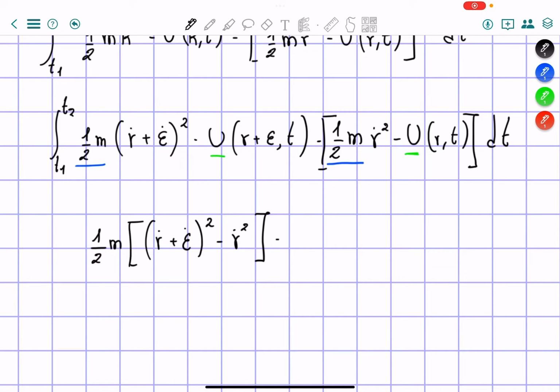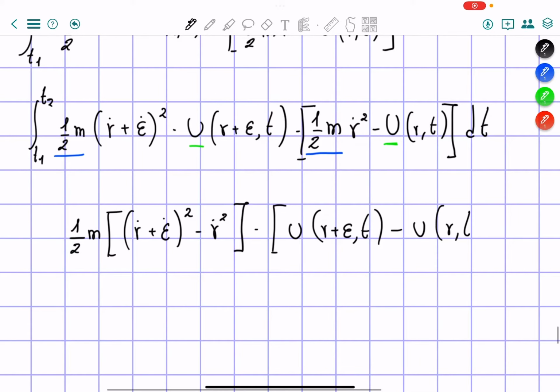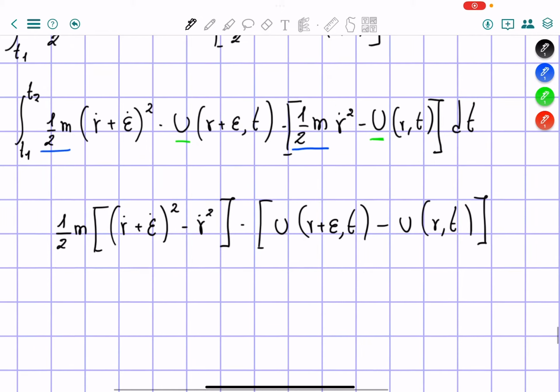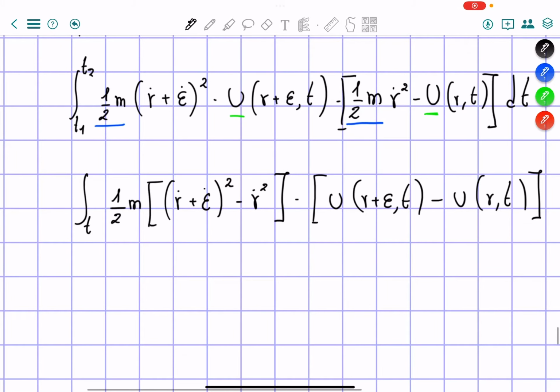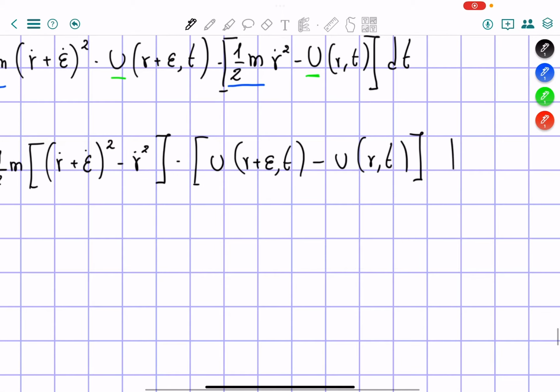It would be minus for this, and of course minus, I'm going to collect in front, u of r plus epsilon, comma t. Let me write it a little bit better. We would have something like this: minus, I'm going to collect in front, u of r plus epsilon comma t minus u of r comma t. Okay? And everything, of course, is still the integral from t1 to t2 of dt.